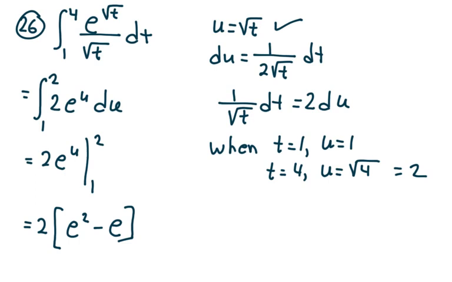Now, your instructor may want you to factor out an e. So if you factor out the e, you get 2e times e minus 1. So you want to check with your instructor which one your instructor would prefer.